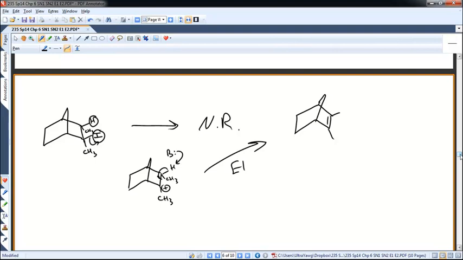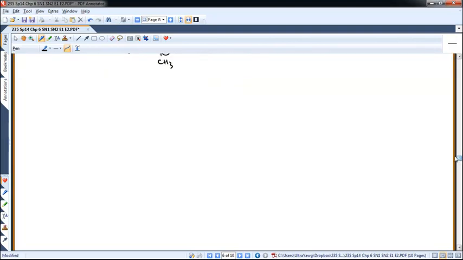So let's go through some examples of good bases, things that promote E2 chemistry.